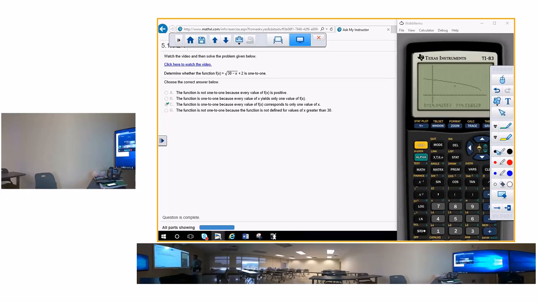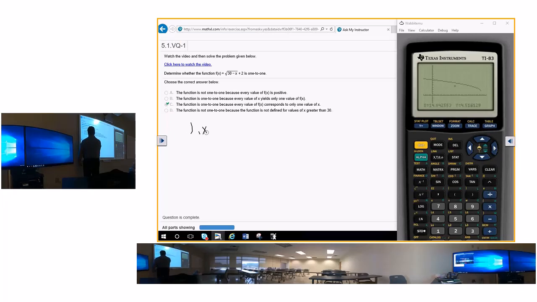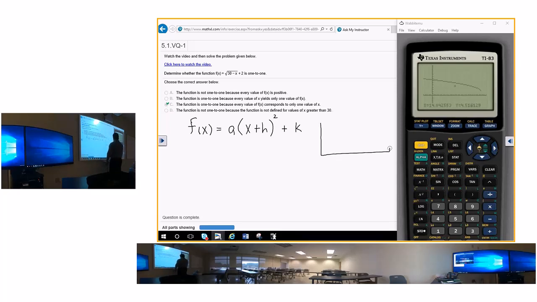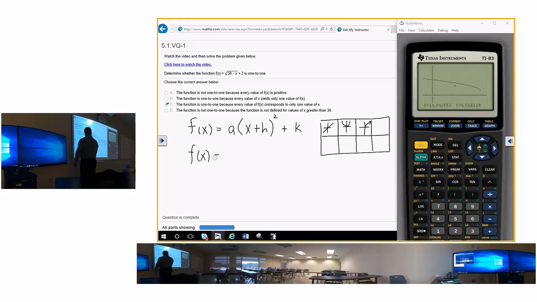And y'all know that we did this back in chapter 2. f of x is equal to a times x plus h, quantity squared, plus k. And I told you the family of graphs. I gave you the sheet, and I told you to draw it into 7 or 8 sections. And I told you to put y is equal to x, that's linear, y is equal to x squared, and y is equal to the square root, and it looked like a swoosh. Well, this one is going in backwards. So f of x is equal to a times the square root of x plus h plus k.